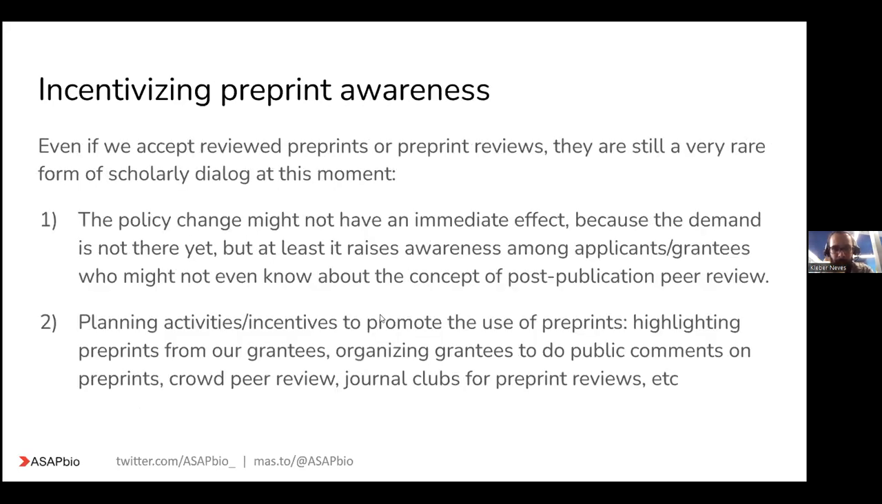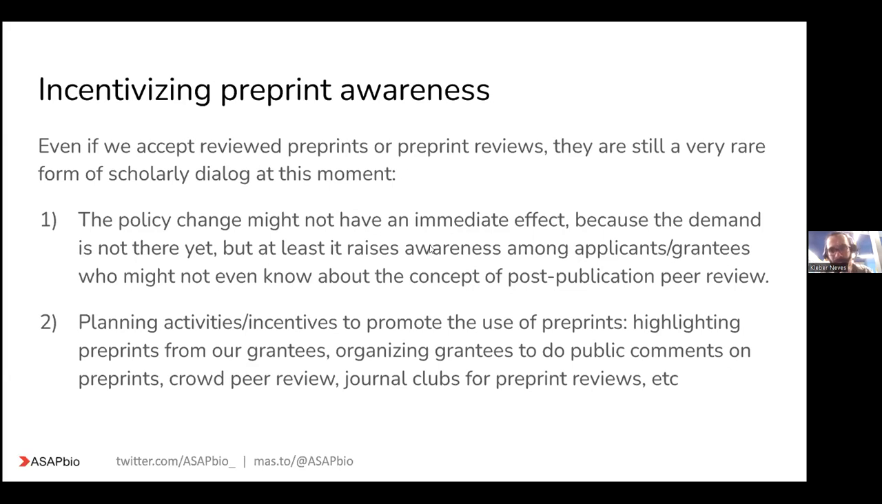And then there's this last point, which is that even if at this point we start accepting reviewed preprints or preprint reviews as scholarly contributions, as part of dialogue, and giving credit to them and accepting those in our formal processes, they're still very rare, right? It's too limited. So if you have this as a value, you've got to do some work on the other side, too, like making it less rare.